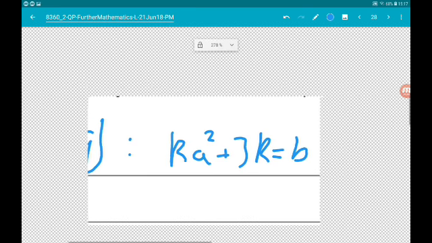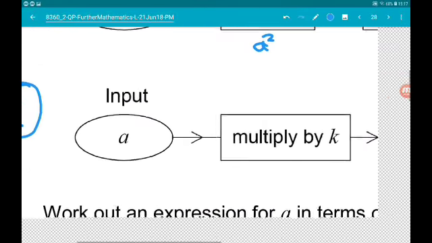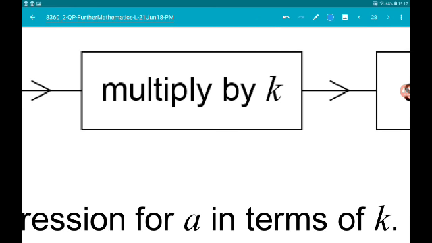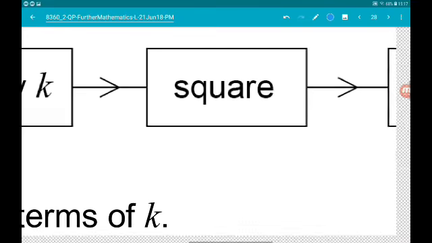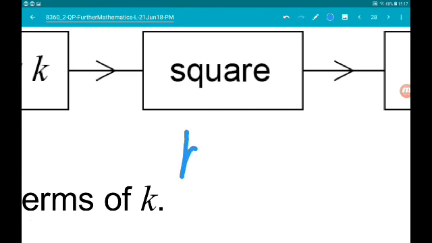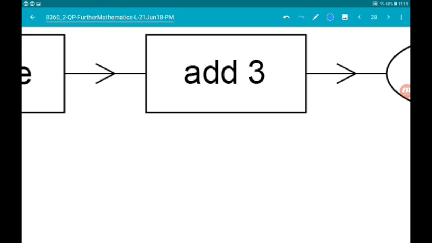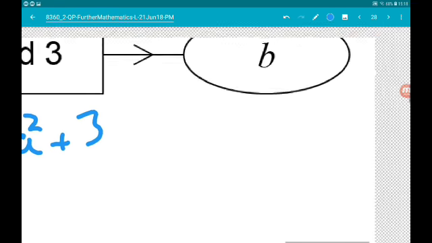Now by the second one, we put A in, multiply by K, so that gives us KA. We square it, so that gives us K squared A squared. We add 3, so we get K squared A squared add 3, and that is equal to B.